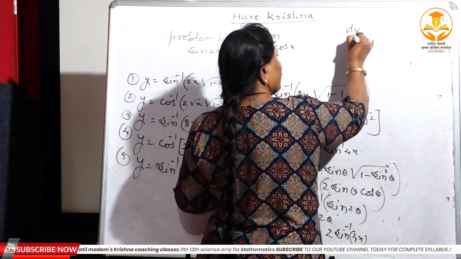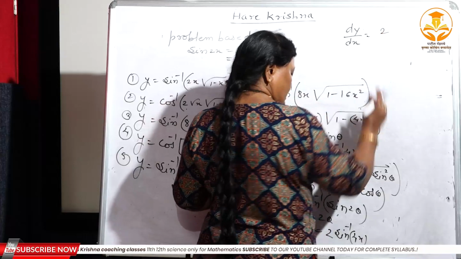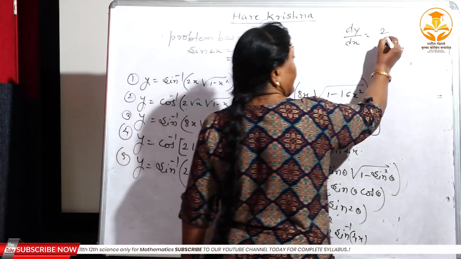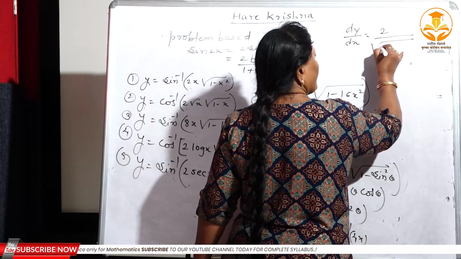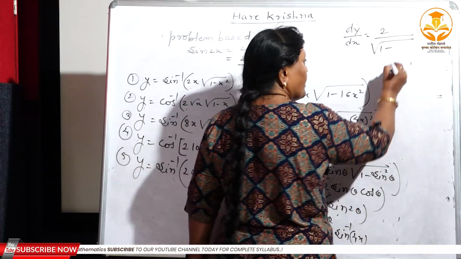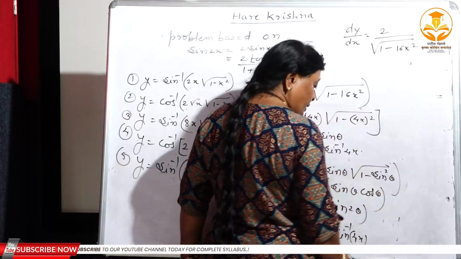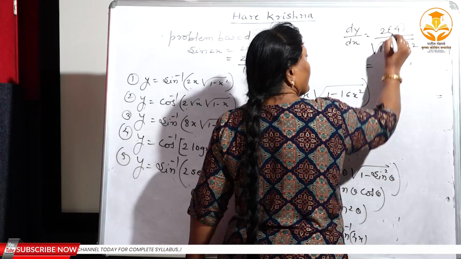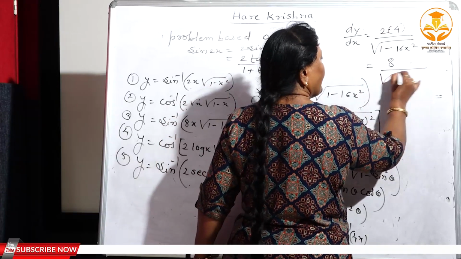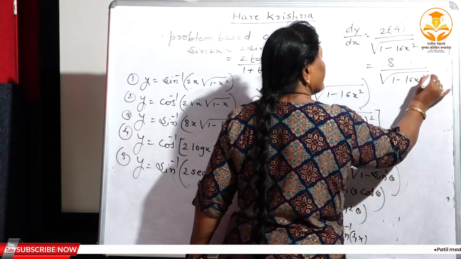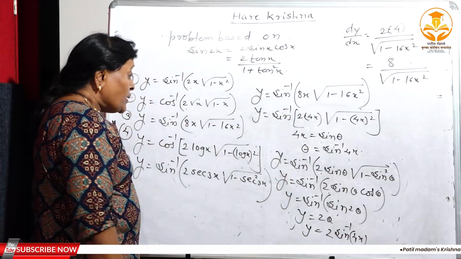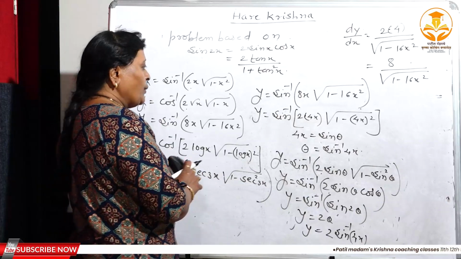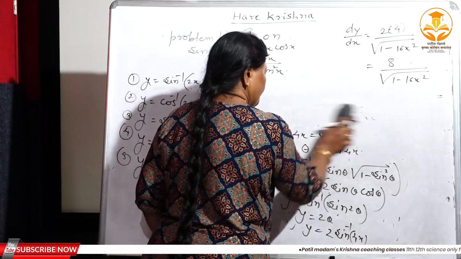dy by dx. 2 remains as it is. Again substitute u. You have to apply the chain rule. Sin inverse u, what is the derivative of sin inverse u? 1 upon root of 1 minus u square, means 1 minus 16x square. And what is the derivative of 4x? That is equal to 4. Right? Therefore, 2 into 4, that is always equal to 8, divided by root of 1 minus 16x square. Isn't it? In the similar way, I will take the last one here. The fourth you can do yourself.